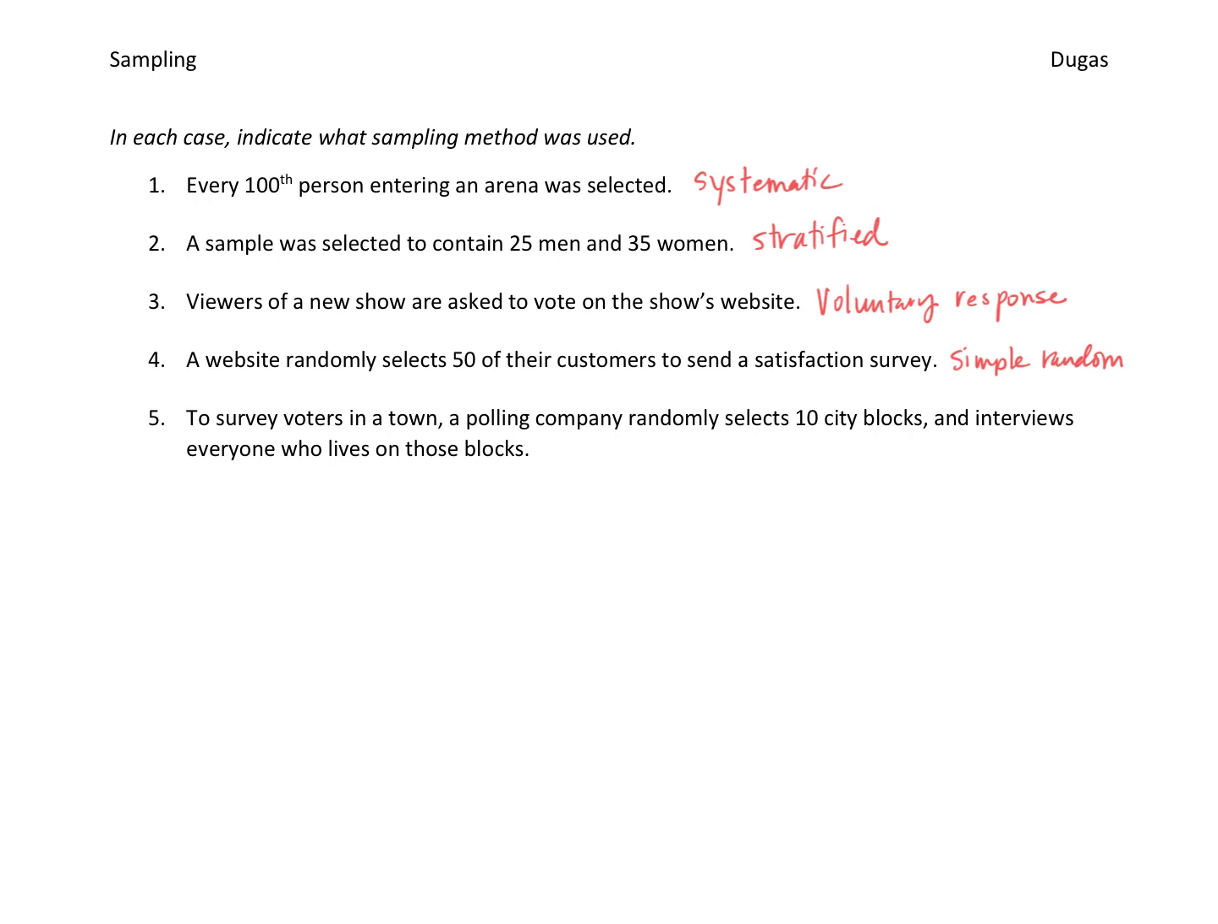Number 5, to survey voters in a town, a polling company randomly selects 10 city blocks and interviews everyone who lives on those blocks. This is where they're already there. They've already situated themselves on these blocks. The surveyor isn't separating them into blocks, and then they're picking everyone from those blocks. That's cluster.